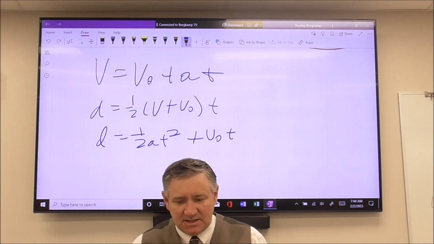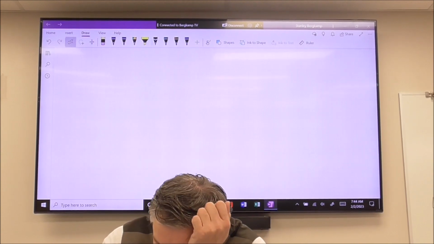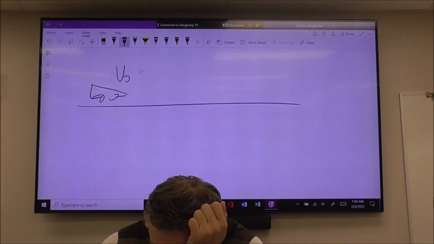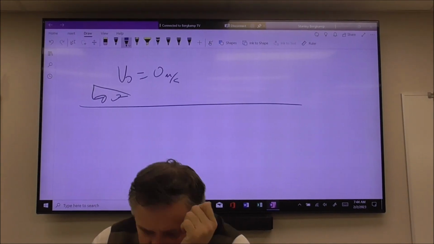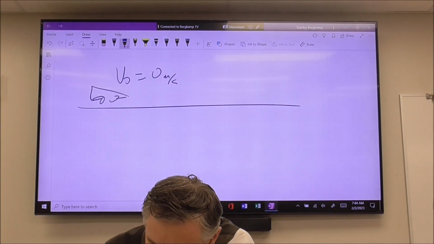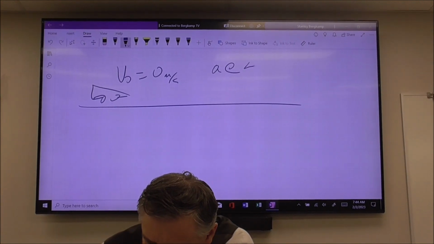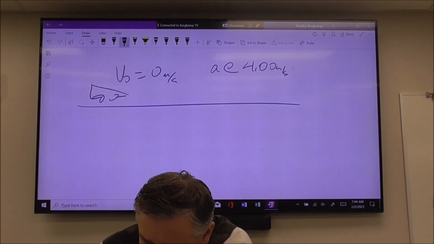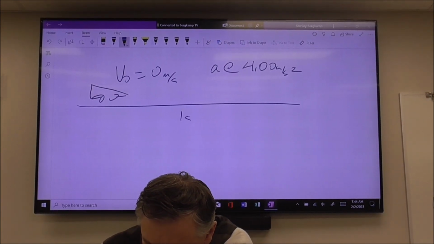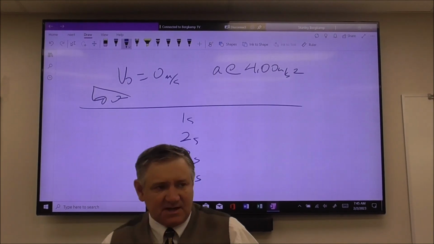So let's work a simple example, kind of show you how this plays out. Let's say we have the famous carrot car, and we'll make it simple and start it from rest. Initial velocity is going to be 0. And we're going to have it accelerate at 4 meters per second squared. We're going to look at what happens at the end of 1 second, 2 seconds, 3 seconds, and 4 seconds.